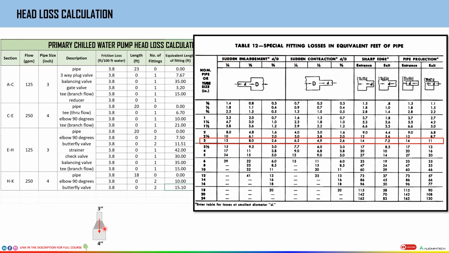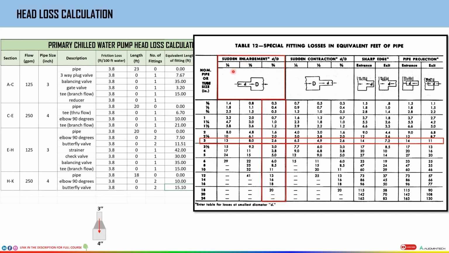To understand this, just follow the direction of the flow. We know the flow is from top to bottom in this direction. So the flow is experiencing sudden expansion or sudden enlargement. And that's the reason why we have a reducer over here. So we'll select sudden enlargement column.